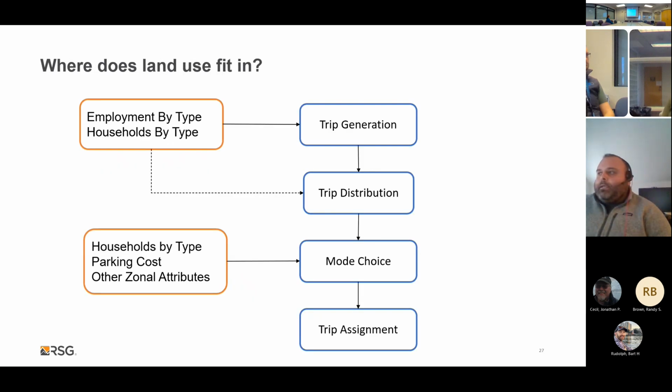And where does this fit in? Again, land use estimates are input into the first 3 steps of the travel demand model. The trip generation step, we're forecasting the number of trip ends produced or attracted in each zone, and that may be based on households by household size, by income, automobile availability, employment by type of employment, that's basic, service, retail, and number of households, and the household age profile.